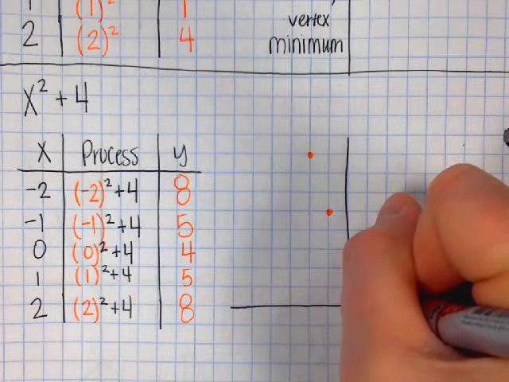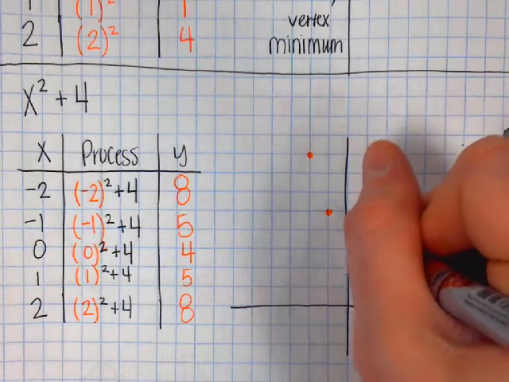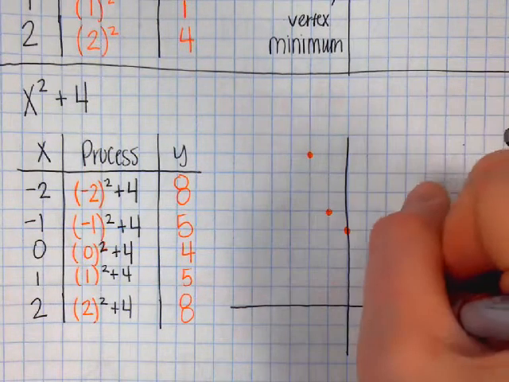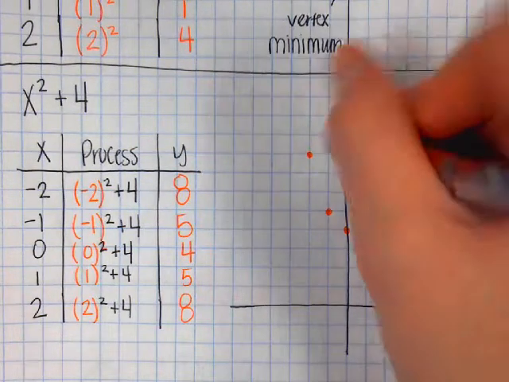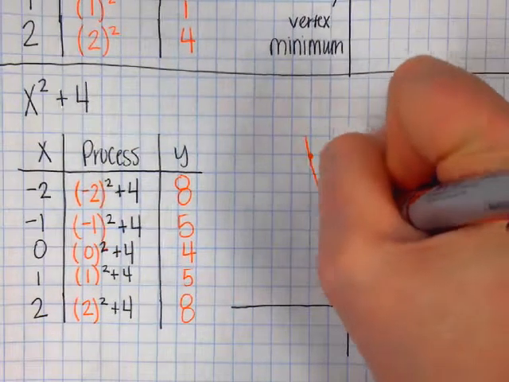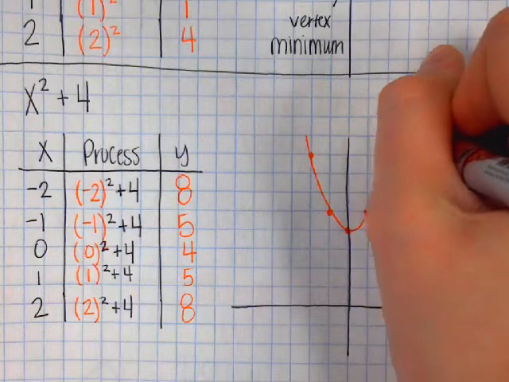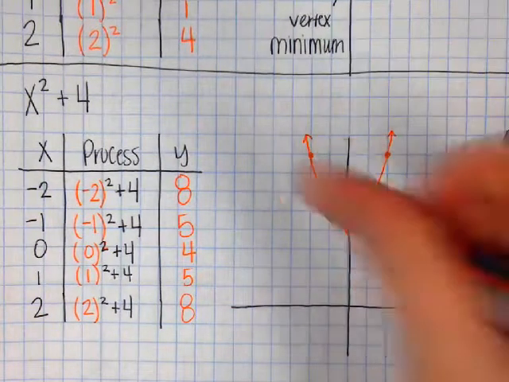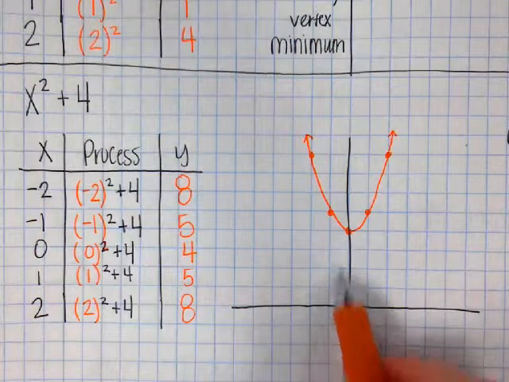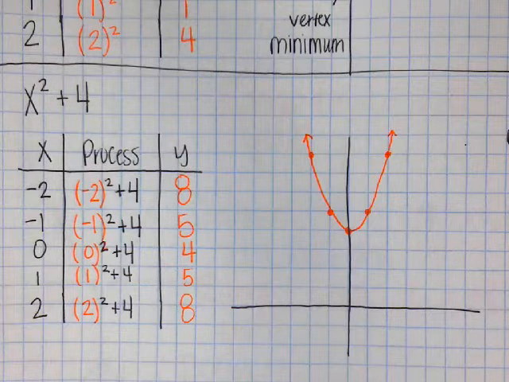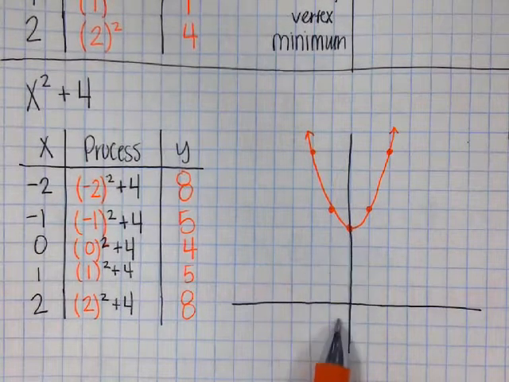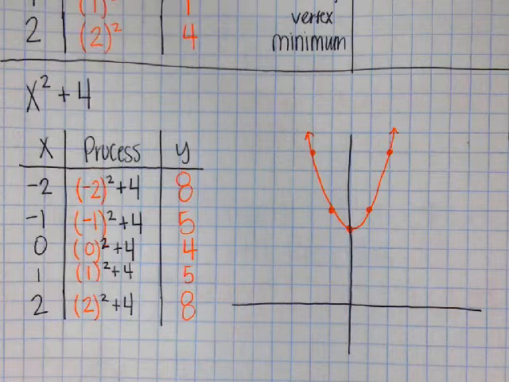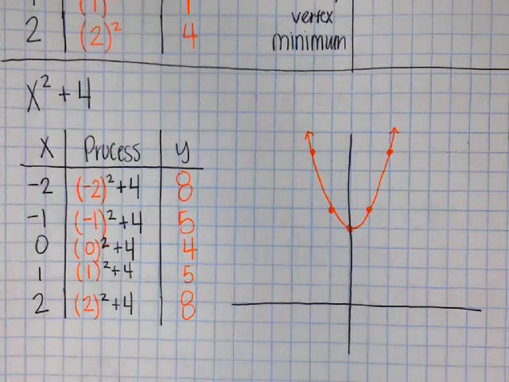-1, 1, 2, 3, 4, 5. 0, 4, 0, 1, 2, 3, 4. 1, 5, and 2, 8. So there is my parabola. Notice this is your vertex. Again, it moved up. It's still a minimum, it just moved up from the origin.